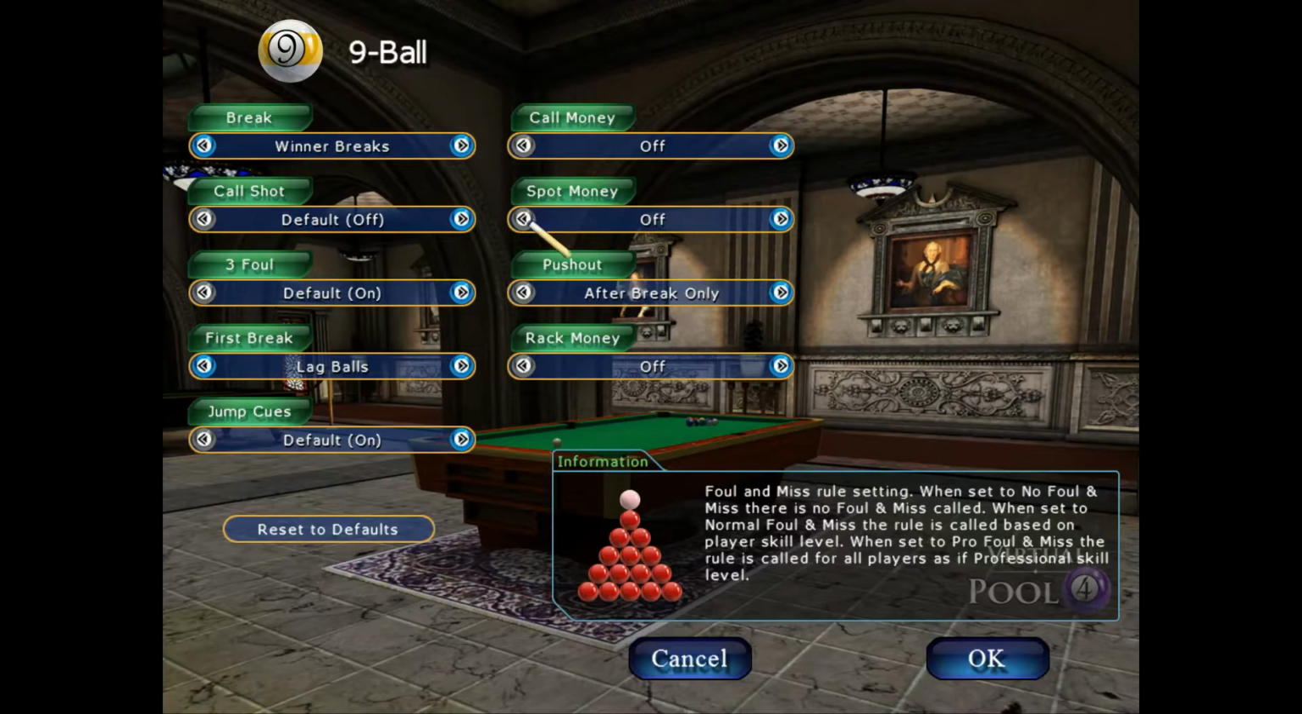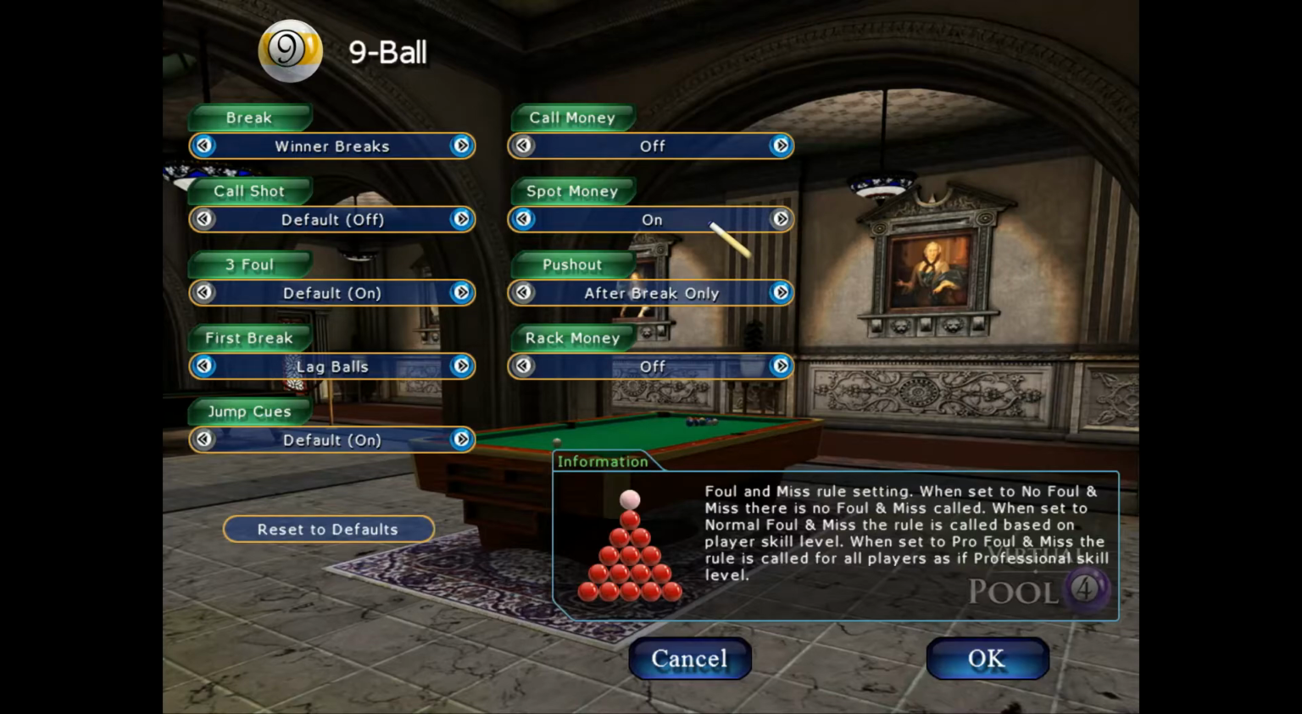Now, if you have spot money on in a multi-ball handicapping tournament, that means that the player who's getting a handicap can break off, and if he pots any of his money balls in the break, they get respotted, and then it plays on as a normal rack of 9 ball.